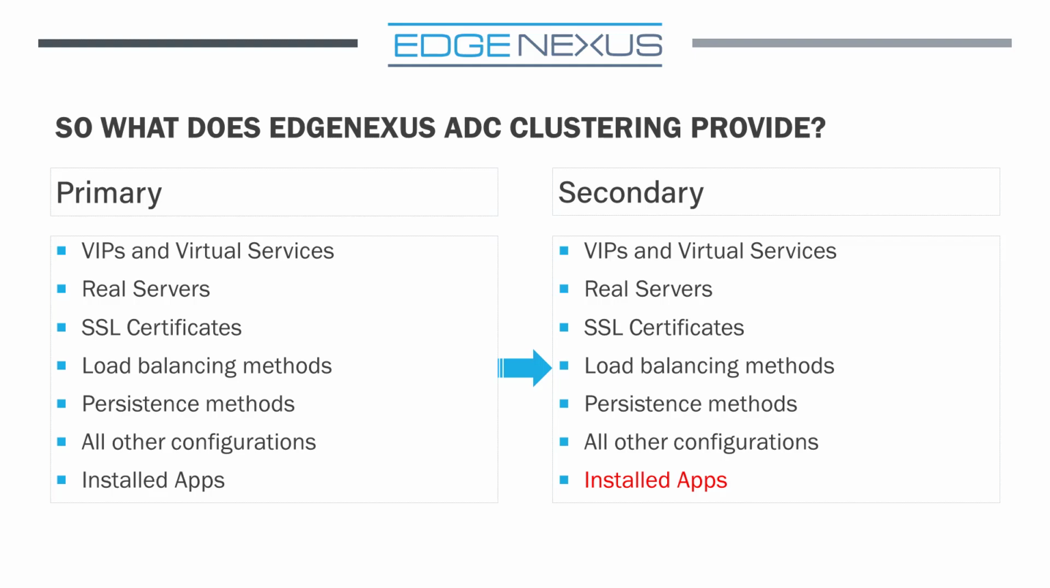Once initialized, the clustering process will begin to replicate the primary to the secondary ADC. It will copy over the VIPs, virtual services, real server definitions, SSL certificates and associated assignments, persistence definitions, and other configurations. The master ADC is then in active mode, while the secondary ADC is placed in passive mode. The only item that the ADC cannot replicate is the apps installed in the ADC, such as WAF, GSLB, SSL Manager, etc. Each app is linked to ADC using its machine ID and has its own unique internal IP address.